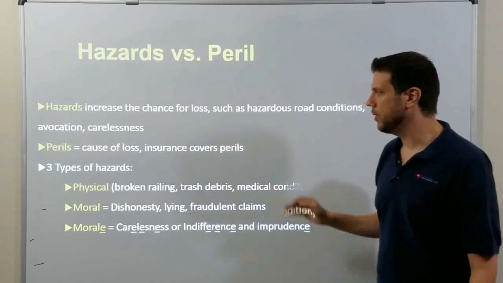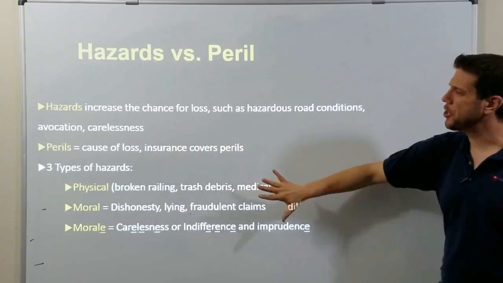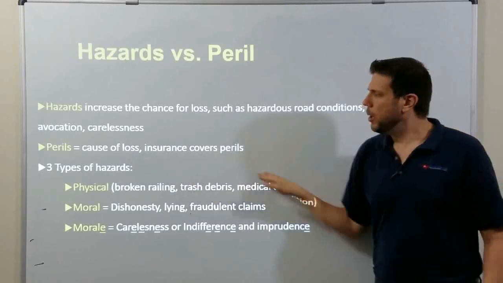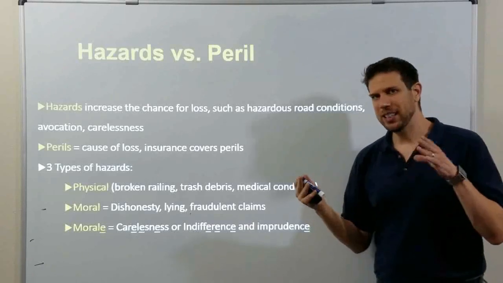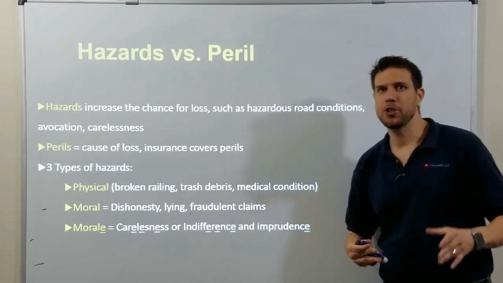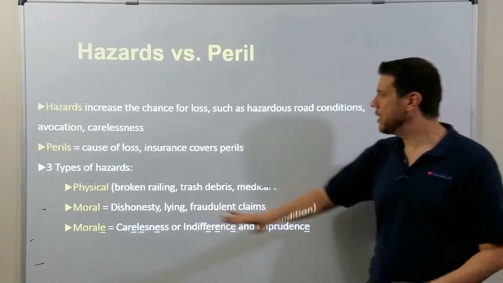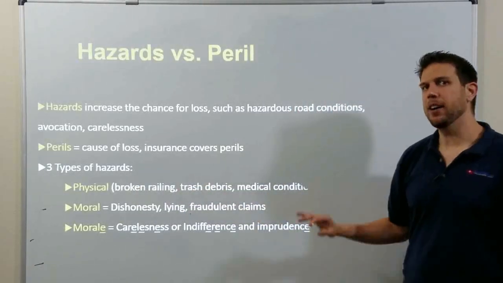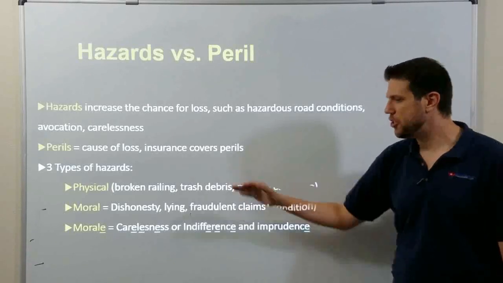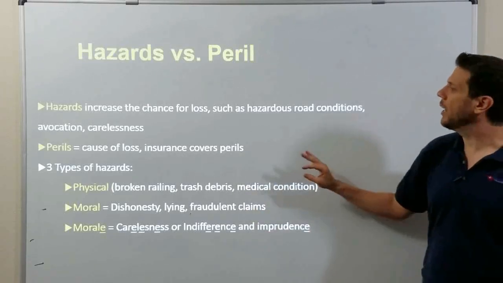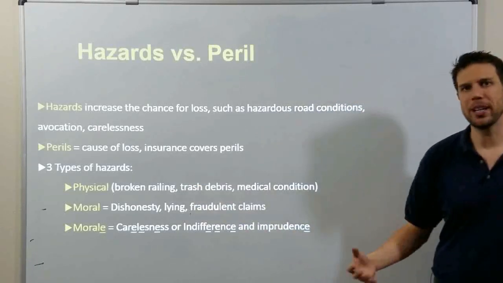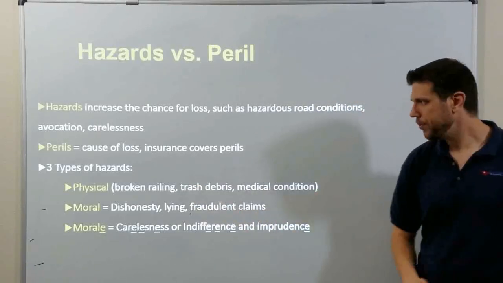Perils are the cause of loss. Let's first finish up hazards before we talk about the perils again. A physical hazard is something that you can physically touch, pick up, move, change, feel. A physical hazard would be like a broken railing, a broken step, or trash debris on your floor. Physical hazards are things that increase your chance of loss that you can physically touch.